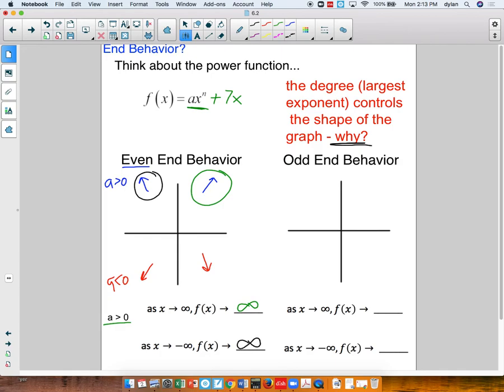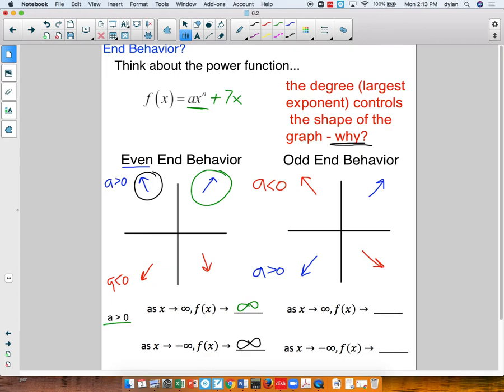And similarly, if we think about our odd end behavior functions, for those when a is greater than 0, our odd end behavior function is going to go down as x approaches negative infinity, but up as x approaches positive infinity. And similarly, when a is less than 0, as x approaches negative infinity, our end behavior would actually be positive. And as x approaches positive infinity, our end behavior would be negative.